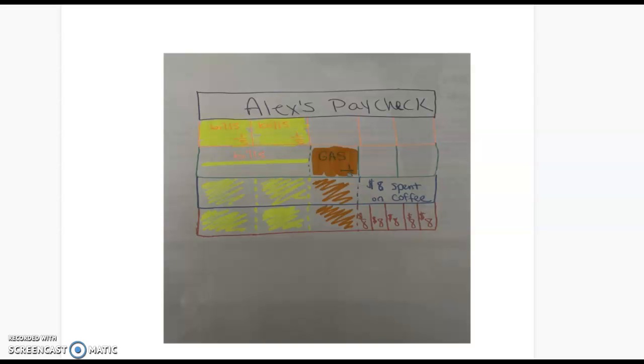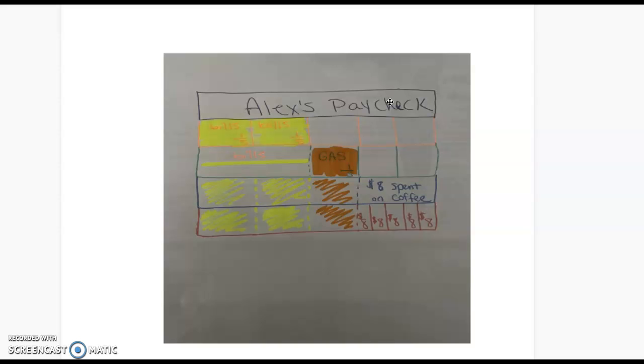So we are going to be using a bar model to solve this problem. We will be using rectangular bars to represent how much Alex spent on bills, gas, coffee, and fast food. In our top bar, we are going to write Alex's paycheck. This shows the total amount of money, and we know he spent his whole entire paycheck.